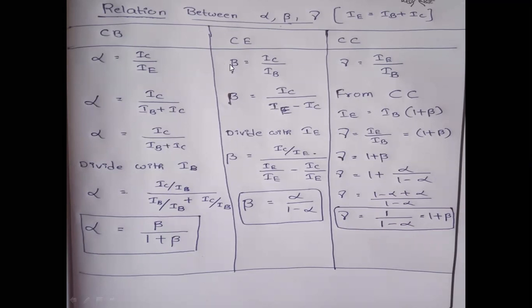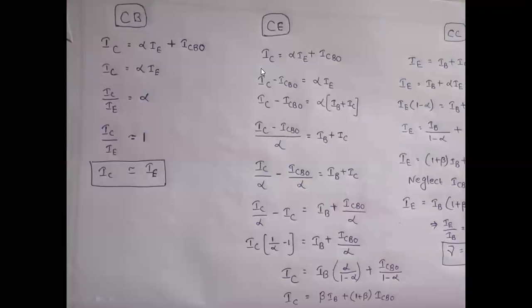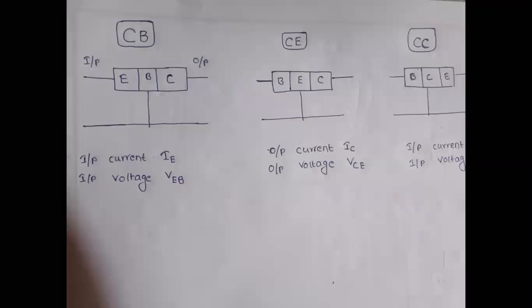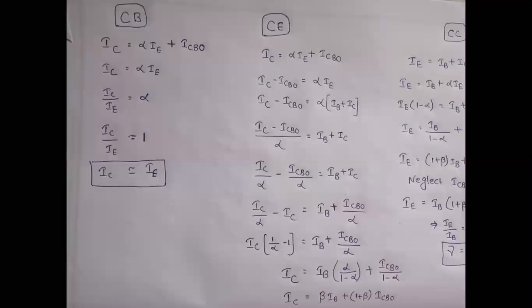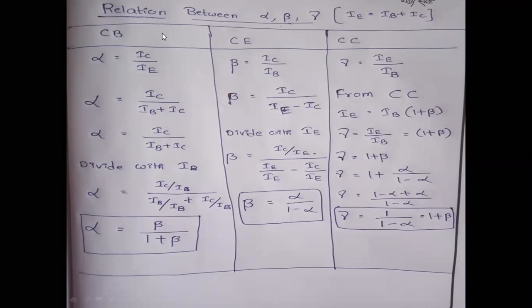What is meant by beta? Beta is the current gain in the common emitter configuration. Clear? So what is beta? Output current divided by input current. If you see this diagram, in the common emitter, output current is IC, input current is IB. So what is the current gain? Gain is nothing but output current divided by input current. Clear? Here I mentioned the same thing.